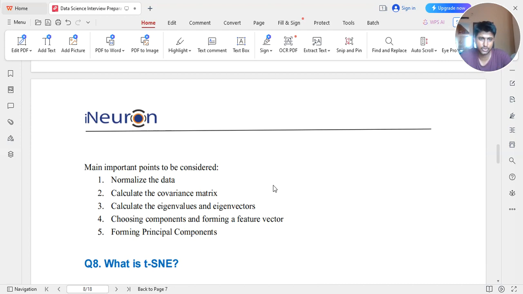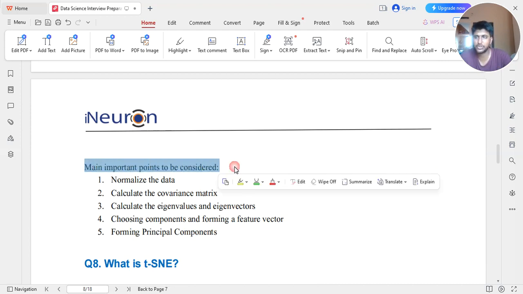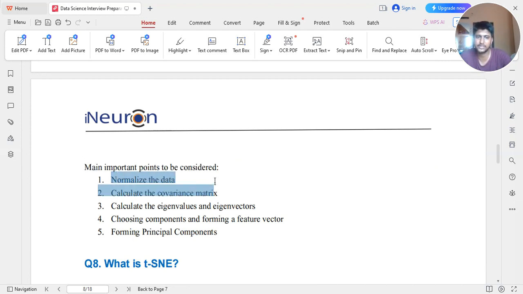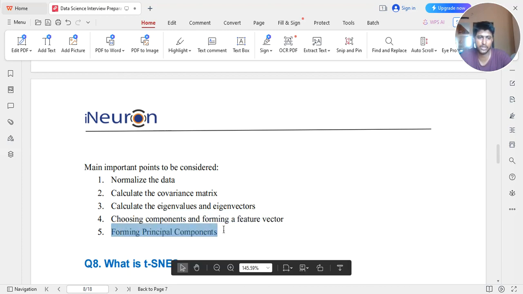Okay. So the important points you have to consider are: you have to normalize the data, calculate the covariance matrix, calculate the eigenvalues and eigenvectors, and choose the components, forming a feature vector. So this forms a principal component.